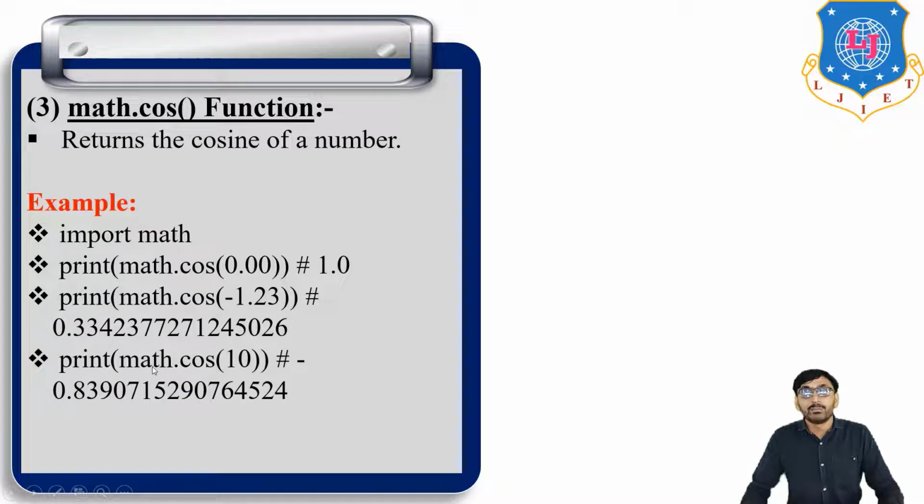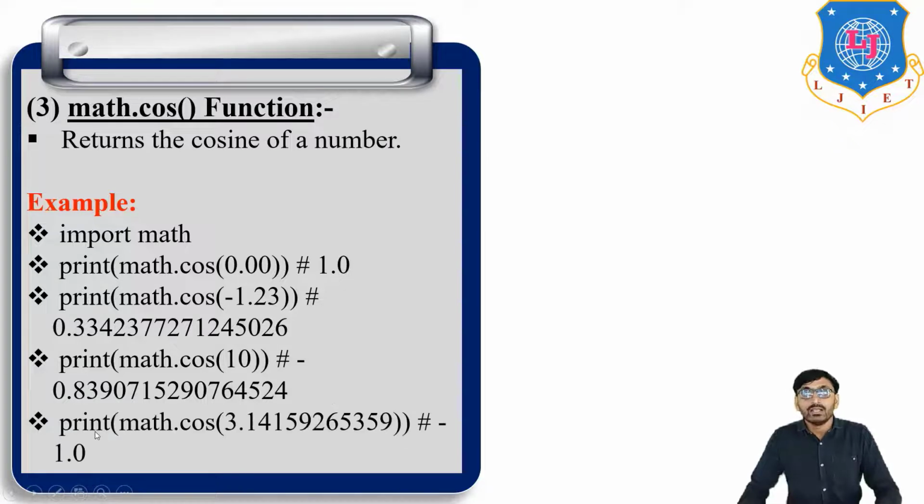Then the next one, print math.cos of 10. Then we get the answer 0.83907152 something. Then print math.cos of 3.141592. This is the value of pi, and we get the answer -1. So this cos function returns the cosine of a number. For example, cos of 0 gives the answer 1, and cos of pi gives the answer -1.